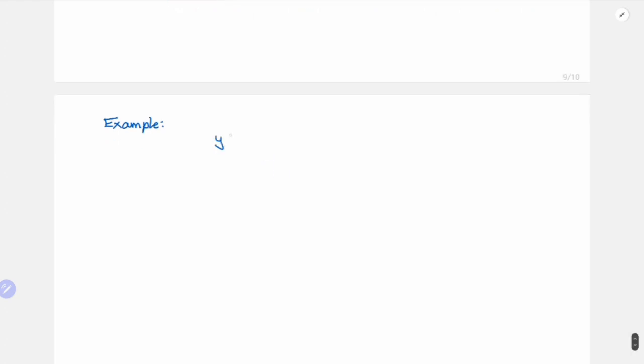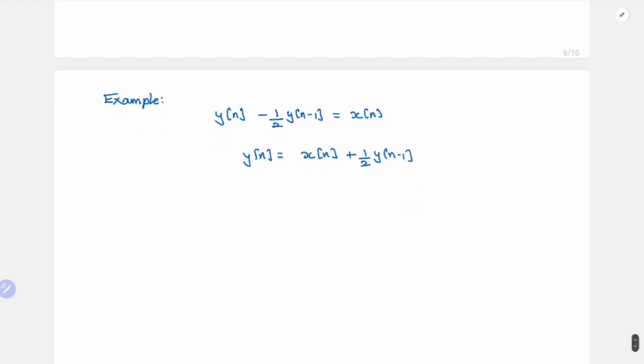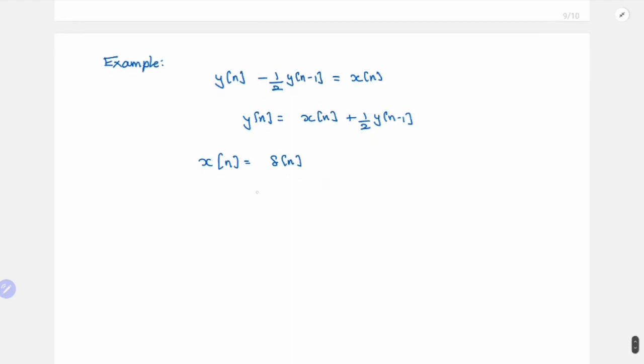So let me say your difference equation is given by this. So now how will you find y of n? It is nothing but x of n plus 1 by 2 y of n minus 1. So let me take a simple example of x of n equal to delta of n. Okay. So then what will I get? You can observe here that x of n equal to 0 for n less than 0, so your y of n is also going to be 0 for n less than 0. Initial rest condition, right?